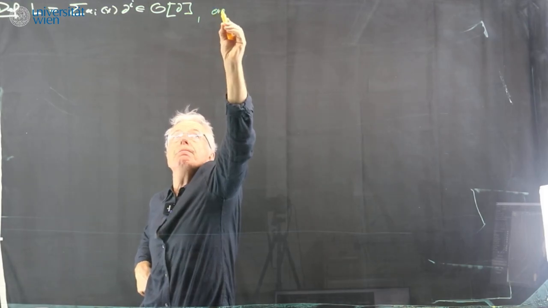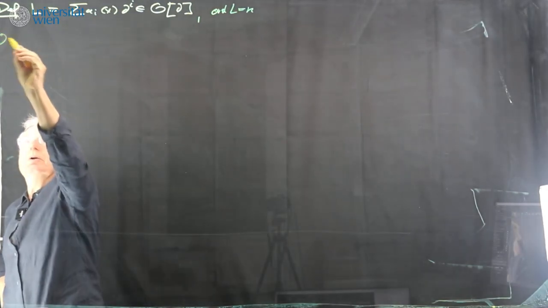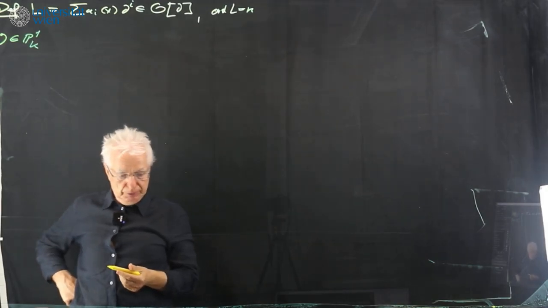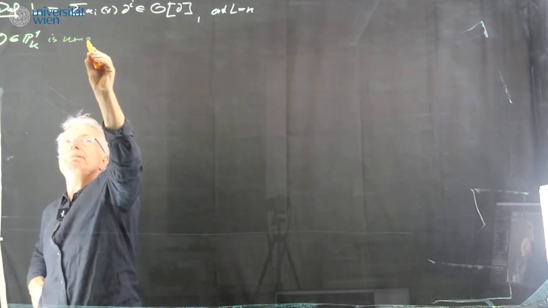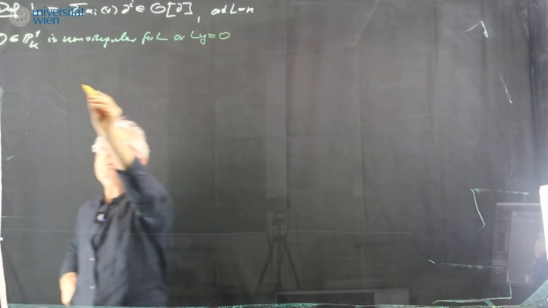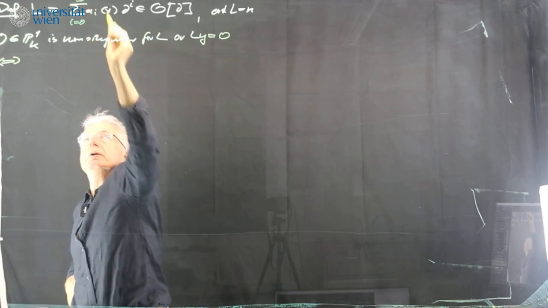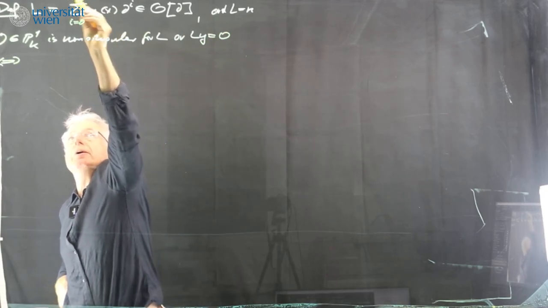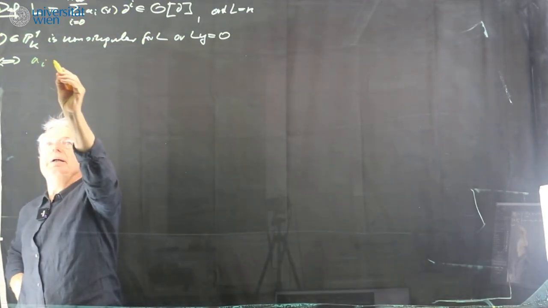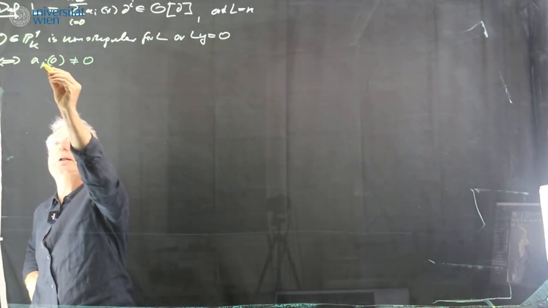So let's assume that the order of L is n, the highest appearing derivative has order n. And 0 in P^1(k), and this shall indicate that 0 is just any point, but we restrict to 0 to simplify our life, is non-singular for L, or Ly equals 0, if and only if. Now, L will have this expansion, i goes from 0 to n. It is a non-singular point, and less interesting, if a_n(0) is non-zero, the leading coefficient.